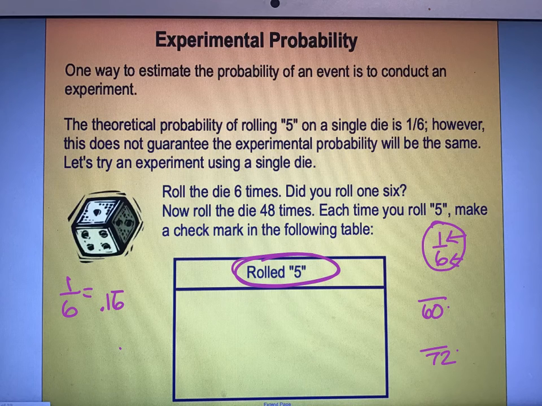I think you would agree, guys, the more you do this experiment, the more tables we have in the room, the closer we're going to be to that number. If we only had 3 tables, this number wouldn't be as close to 0.16 repeating, but the more tables that we have, the closer you get to the real probability.